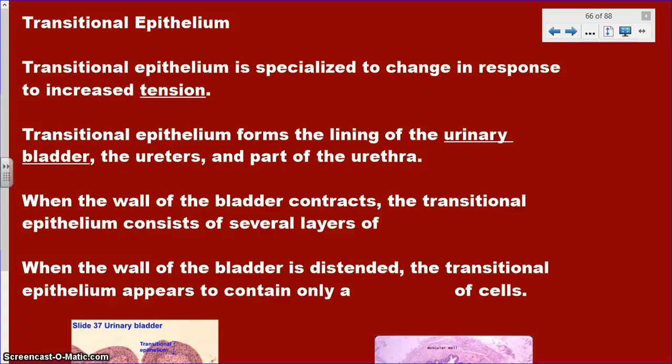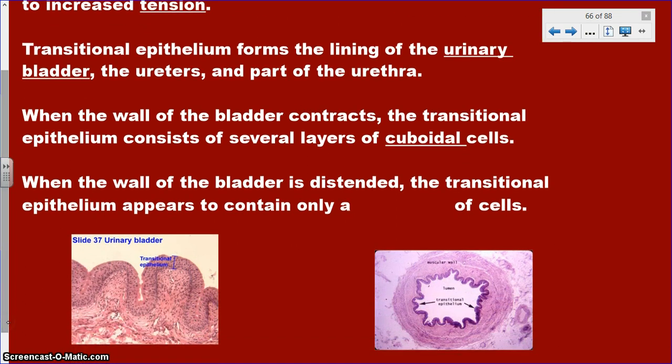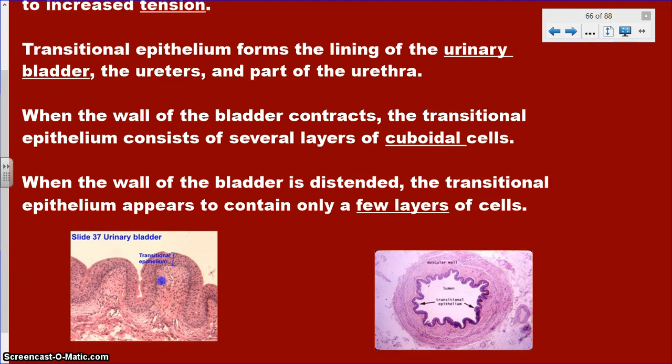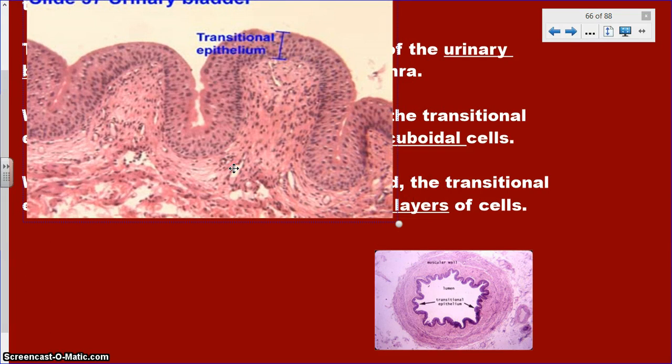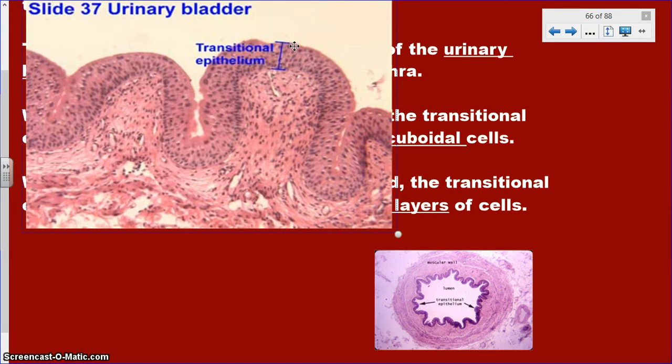So when there is no urine present, or just a little bit of urine present, the transitional epithelium is going to consist of a lot of layers of cube-like cells. And then as the bladder is distended, as it fills with urine, the transitional epithelium appears to contain only a few layers of cells. It looks like it gets thinner. So if we look at a really close-up view of the urinary bladder, this is that transitional epithelium. It's highlighted already for you in blue. The free surface is above that, connective tissue is below that, and it's capable of stretching.